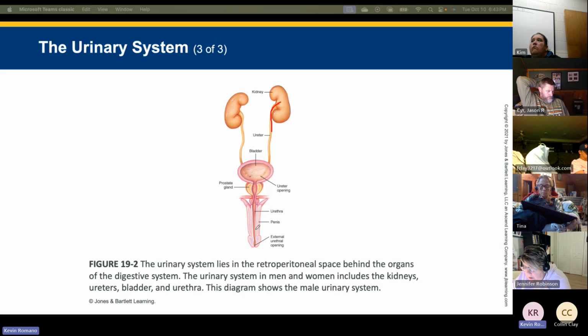Males have a longer urethra than females do, correct? That's why females are more prone to UTIs than males are. However, males still get them.